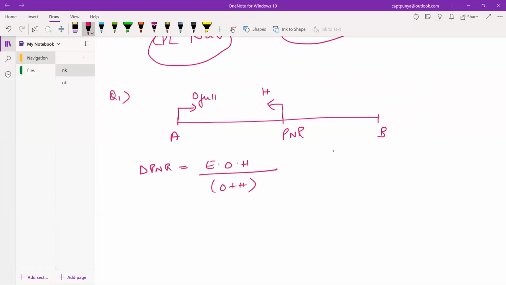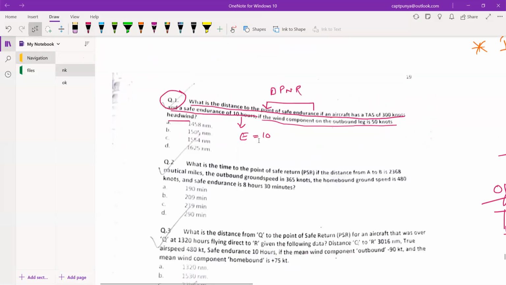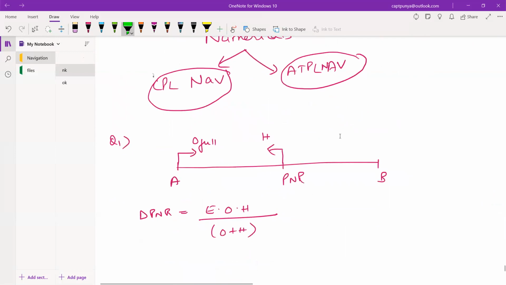Now let us see what has been given to us. If you see here, guys, it is given that E is 10 hours and the wind component on the outbound leg is 50 knots headwind. Let me just mark it for you. 50 knots headwind on the outbound leg. So what does this mean? Have a look here. Suppose your aircraft is here, this is your outbound leg. If your aircraft is flying here, you have 50 knots of headwind on the outbound leg. So that is the meaning.